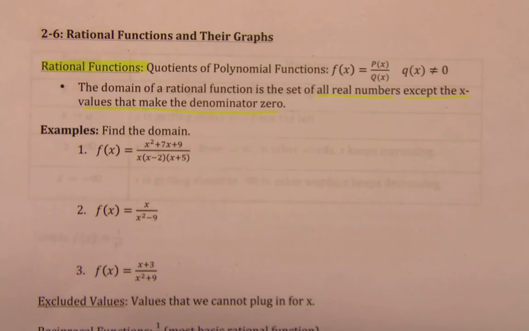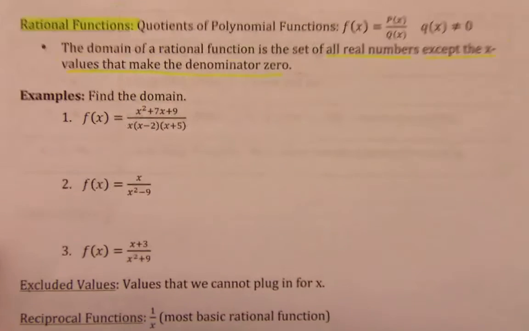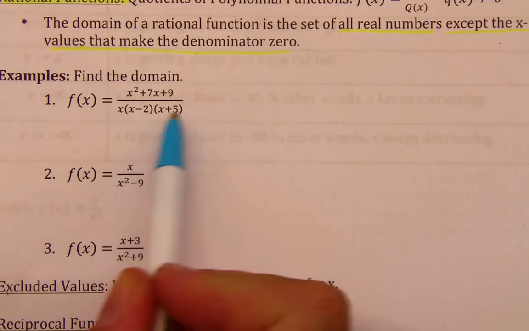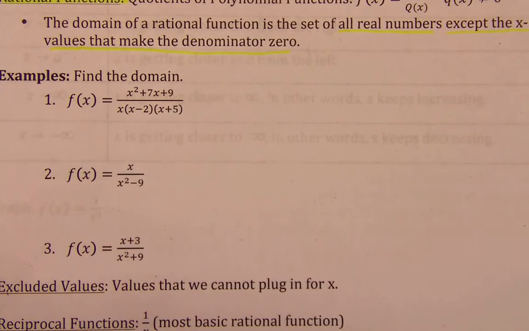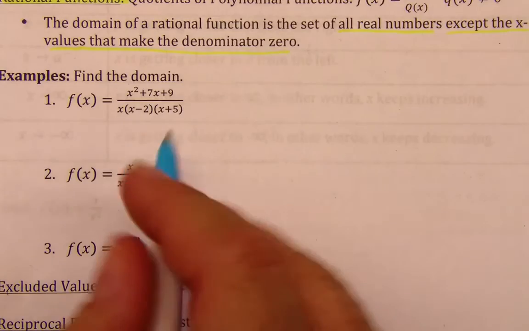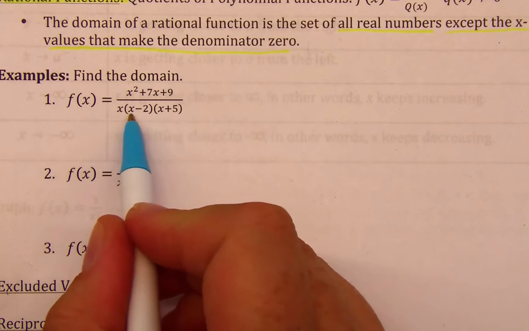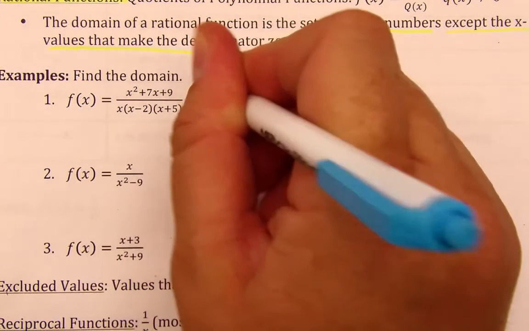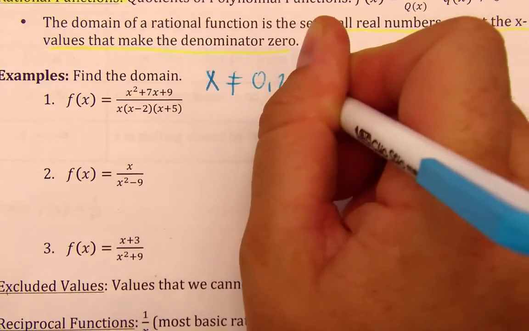So we need to be careful that in our domain we do not include what would make our denominator 0. So let's look at some examples really quickly. Our first example here, all we really care about is what's on the bottom. We want to see what would make my denominator equal 0. Well, 0 would make the denominator 0, 2, and negative 5. So we know that x cannot equal 0, 2, or negative 5.